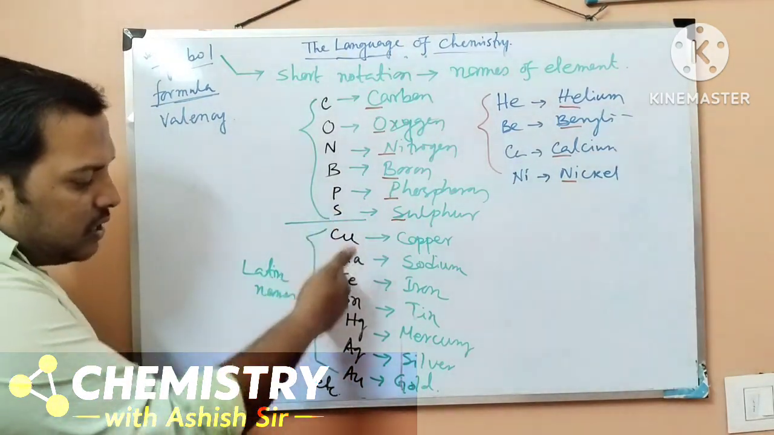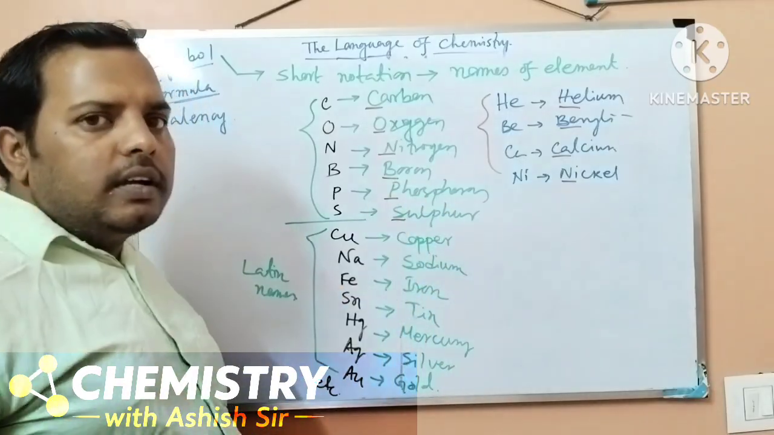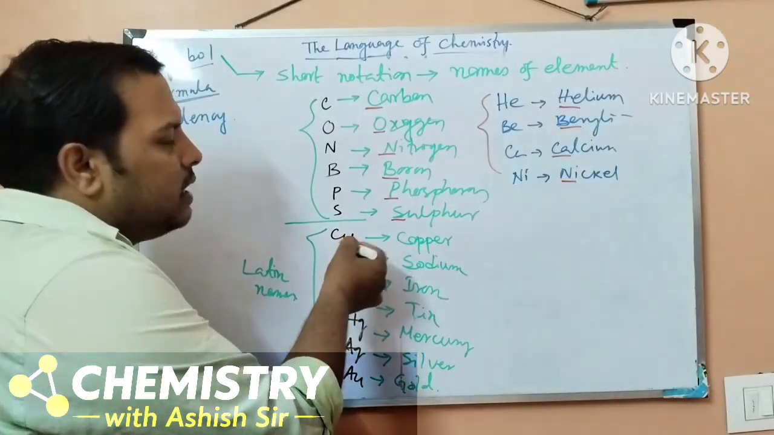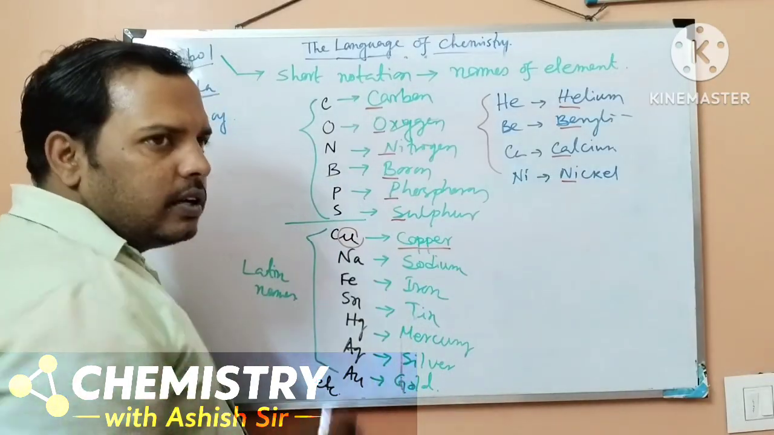Now whenever I am looking for these particular elements, Cu, I have written COPPER here. So from COPPER we are never getting Cu, because in this, U is not there anywhere.